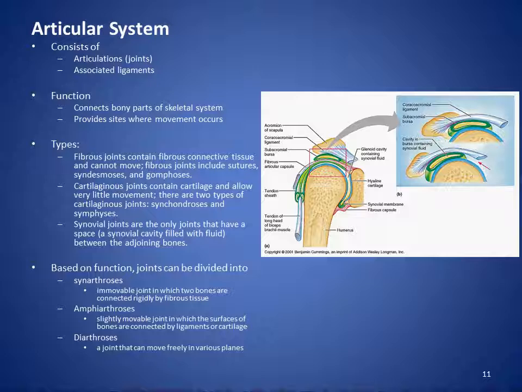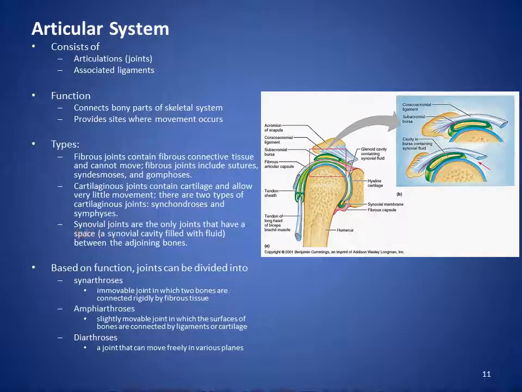This then brings us to the articular system, or the system that consists of joints, as well as the associated ligaments that hold the joints together. The function is to connect the bony parts of the skeletal system, but it provides for movement across these sites. There are various types of joints, such as fibrous joints that contain fibrous connective tissue, cartilaginous joints that contain cartilage and allow little movement. There are two types of cartilaginous joints, synchondroses and symphyses.